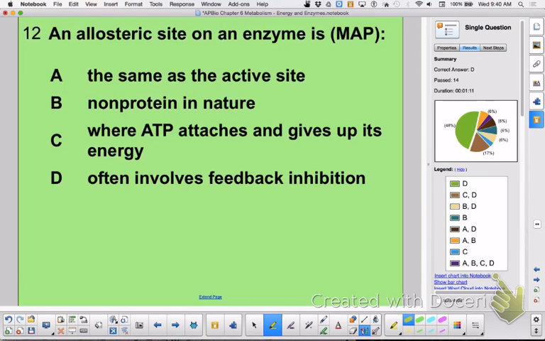Next, non-protein in nature. No, it's part of the enzyme, so it is a protein. I'm not talking about a cofactor or a coenzyme. It's on the enzyme, the allosteric site. Where ATP attaches, I didn't say that at all. I did mention phosphorylation, but that's not the role of the allosteric site. Could it involve feedback inhibition? Yes, because your end product could bind to the allosteric site in order to stop that reaction. Check with your bio buddy, because only half of you got that right, so talk about it right now.